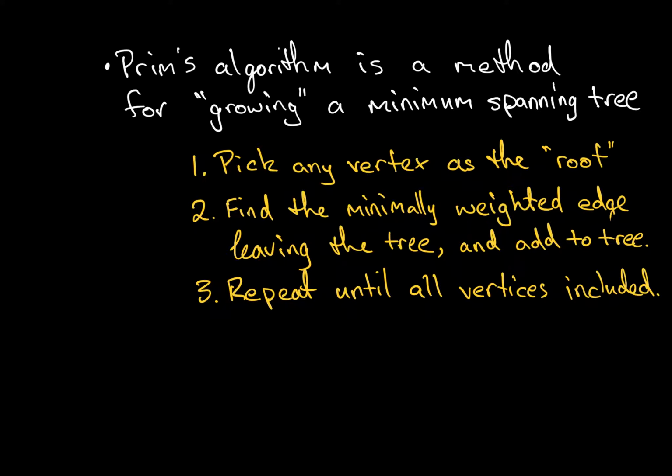First, we pick any vertex as the root of our minimum spanning tree. We then find the minimally weighted edge that leaves that root and add it to the tree. We repeat this step, in other words, finding the minimally weighted edges leaving the tree and add those to the tree until all vertices are included. Once we've reached this stage, we have the minimum spanning tree.